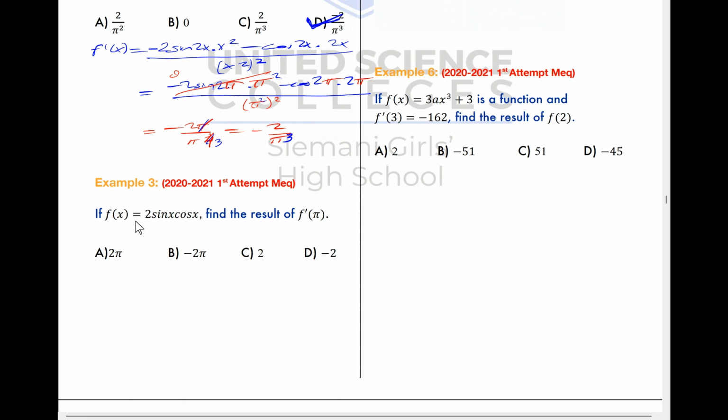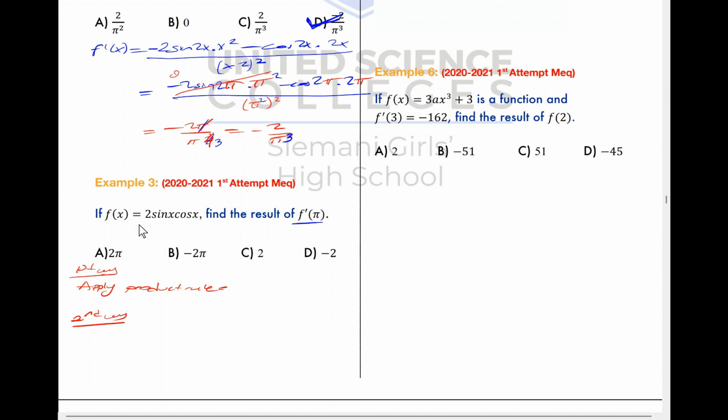The function is given as 2 sine x cosine x. It's asked about the derivative at pi. So what's the derivative of this? There are two ways of solving this question. First way, here I see sine multiplied by cosine. Two functions are multiplied by each other. So we can apply the product rule, which takes time. I don't prefer this way. I will use another way.